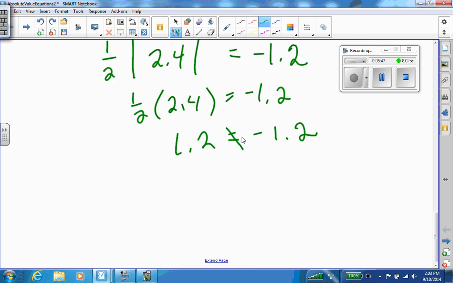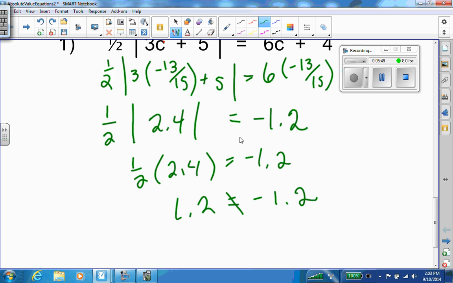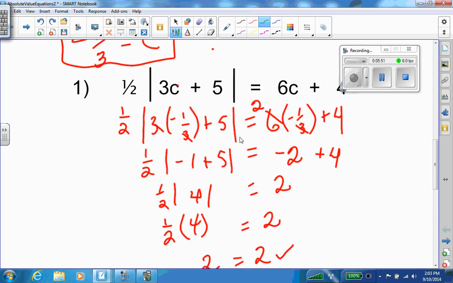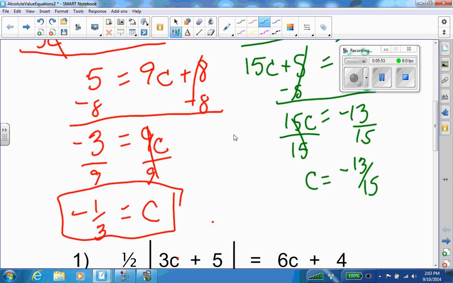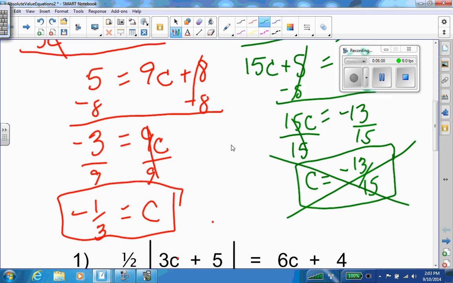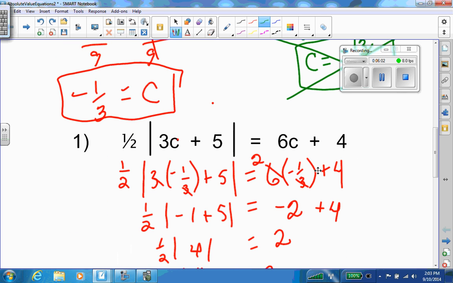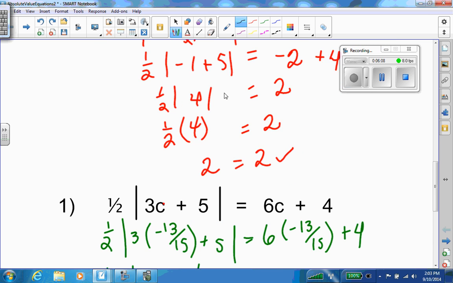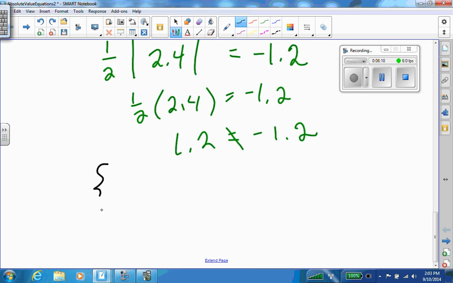No, it does not. Therefore, negative 13/15 is not a true solution to this equation. We would call that an extraneous solution. So just say no to negative 13/15. It is not a true solution to the equation. So our true solution in set builder notation would be c such that c is equal to negative 1/3.